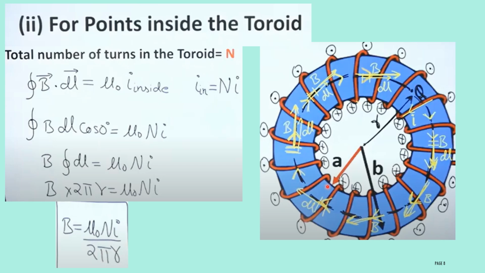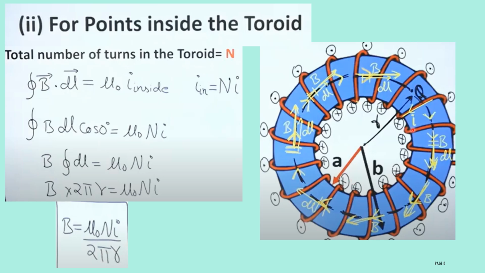Then in the case of a toroid, you can find two circles. This is the first circle, the inner circle, and then the outer circle. The inner circle radius is indicated by A, and the outer circle radius is indicated by B. Here this value R will be more than A and less than B. The R value is between A and B. R is the radius of this circular loop.